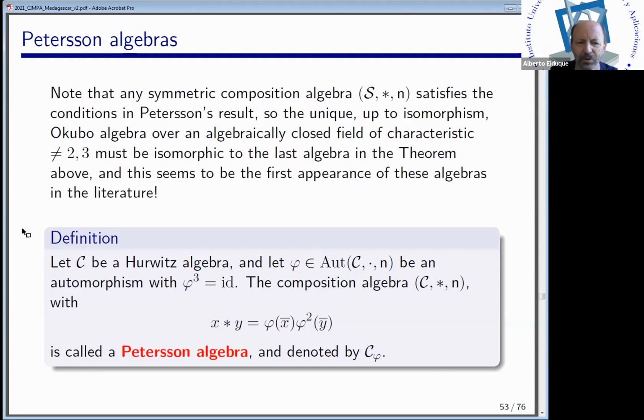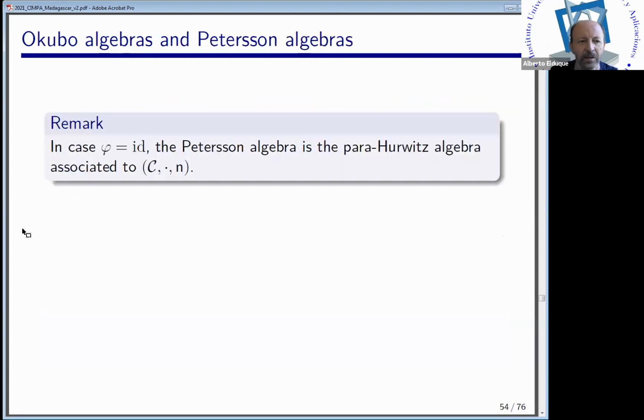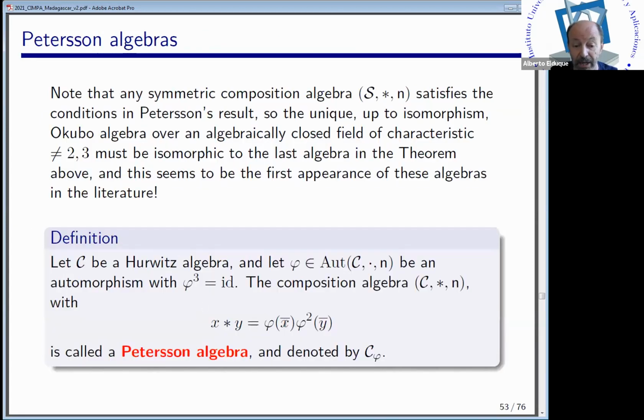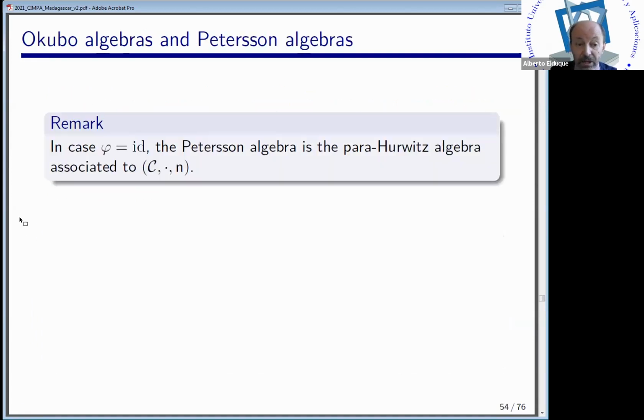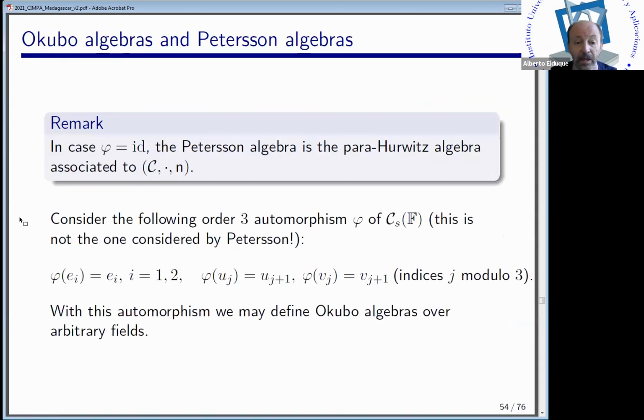These are symmetric composition algebras. And see, in case the automorphism is the identity, what we get is just the para-Hurwitz multiplication, x bar times y bar. Okay, so it includes para-Hurwitz algebras. Peterson algebras include para-Hurwitz algebras. But see, Peterson considered a very specific automorphism using the primitive cubic root of unity and so on.